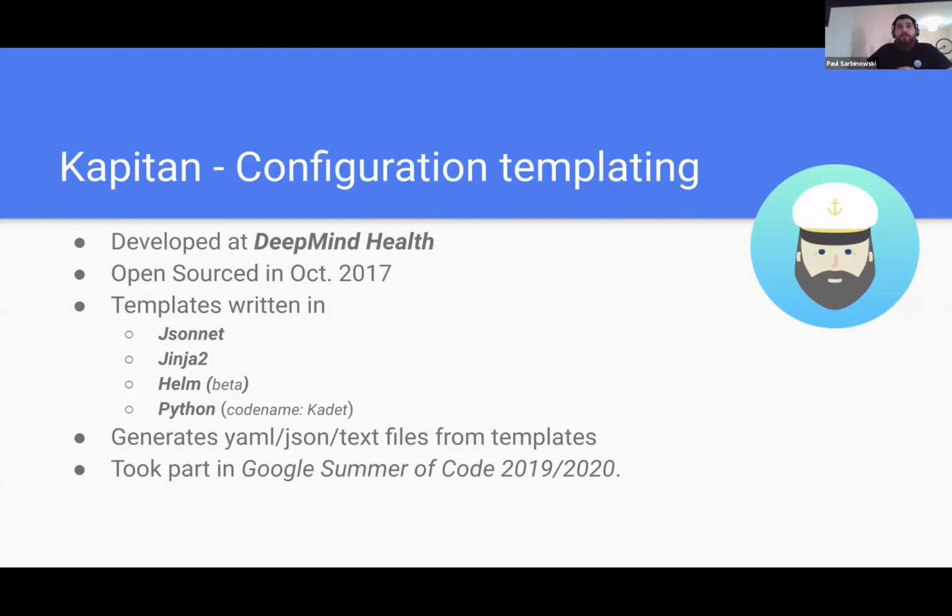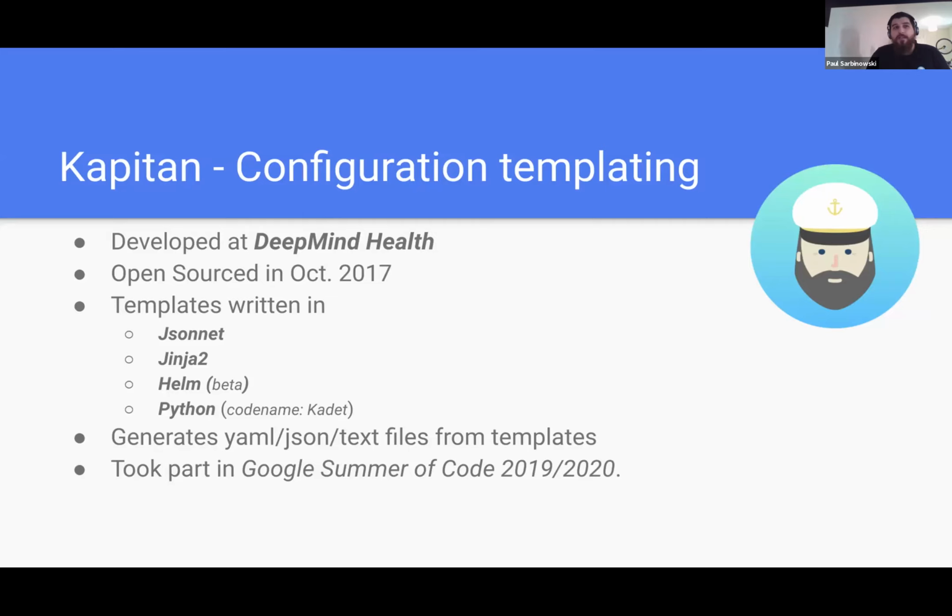So a very quick intro. Capitan was developed in-house at DeepMind Health, which has now moved to Google. It was open sourced in October 2017. You can basically write your templates for your various components in 4 languages or input types at the moment. So Jsonnet is a very popular one, Jinja 2. Helm charts can be imported, and then their values can be overlaid with other specific values. And then Python, which gives you the full flexibility of the language to template any resource you want.